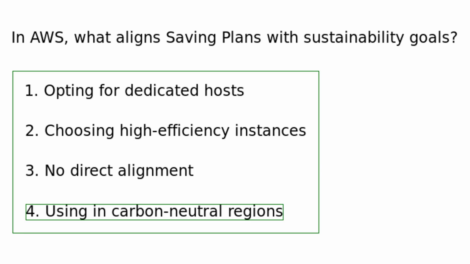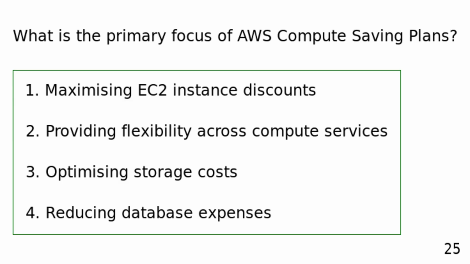There's no direct alignment between saving plans and sustainability. However, using resources in AWS's carbon-neutral regions can support green goals. What is the primary focus of AWS compute saving plans? Maximizing EC2 instance discounts. Providing flexibility across compute services. Optimizing storage costs. Reducing database expenses.